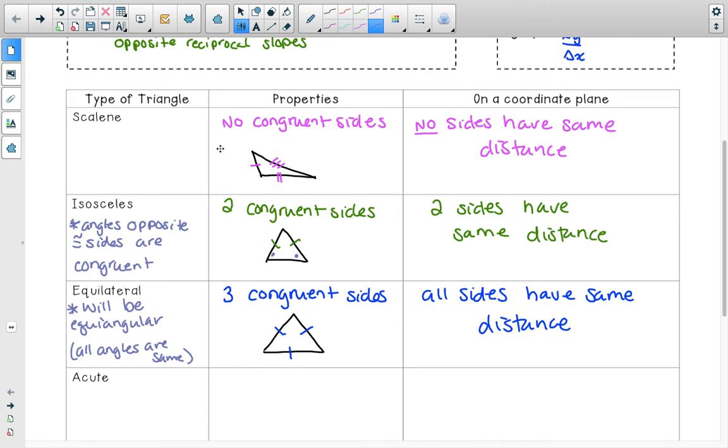Now, because on the scalene triangle we don't have any of the same amount of tick marks, that means that none of the angles will be the same. Scalene will have no angles the same. So it kind of goes along with the sides. If we have all sides the same, then all angles are the same. If we have 2 sides the same, then 2 angles are the same. If no sides are the same, then we have no angles the same.